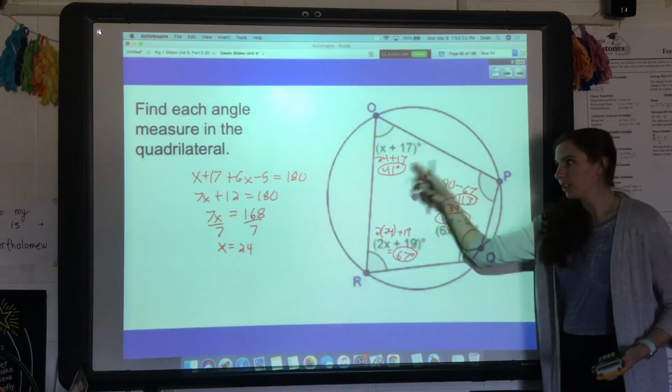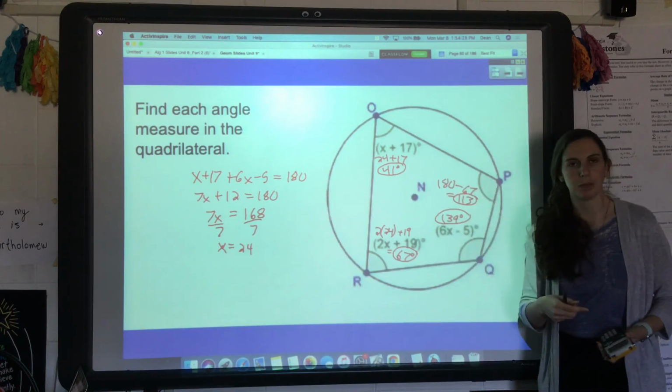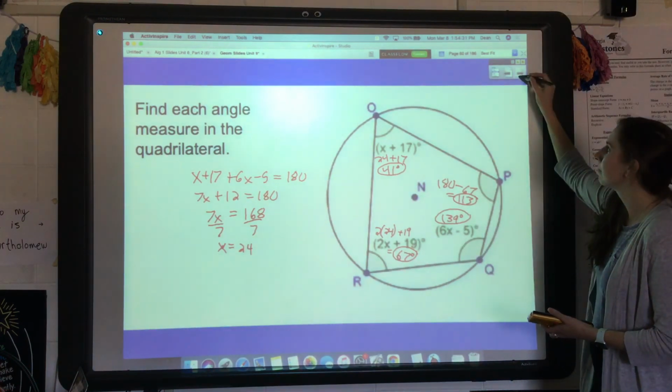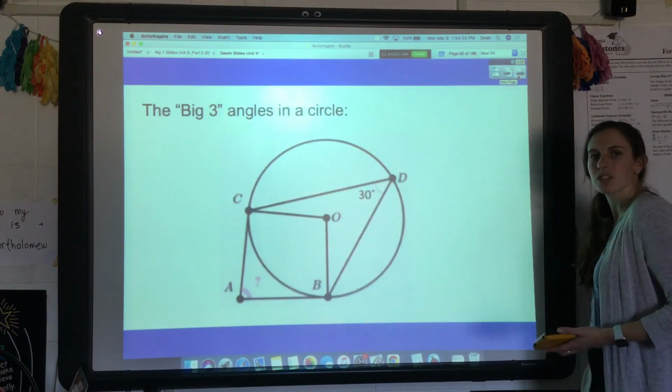By the way, total, it should add up to 360, because you've got 180 plus 180, so it should be a total of 360. All right, that is all the inscribed angle stuff.